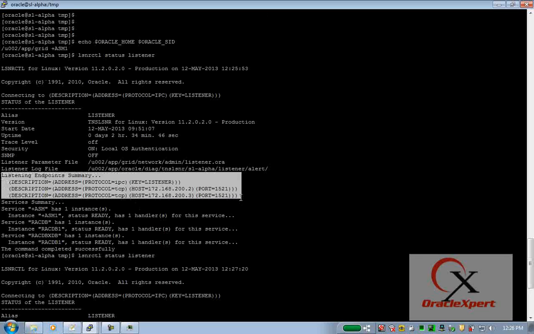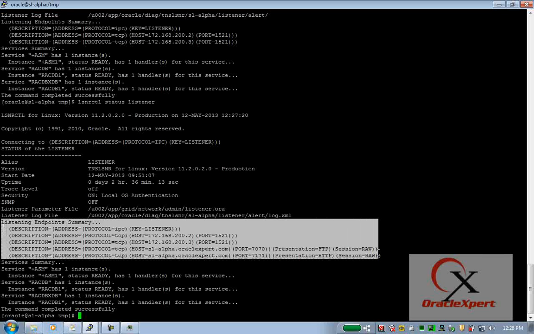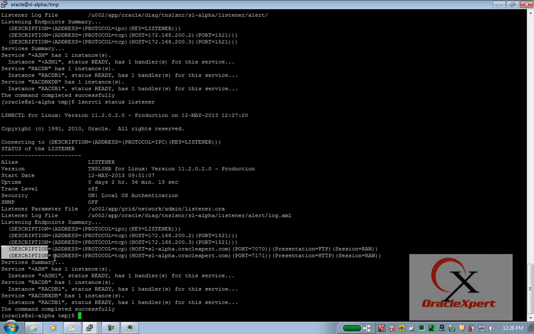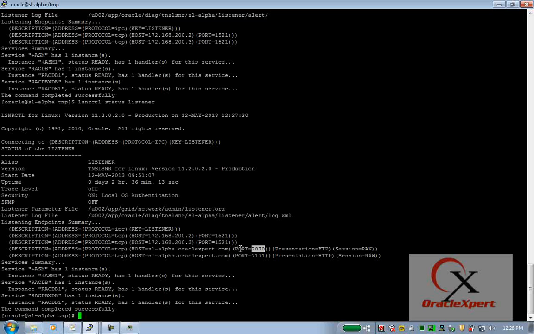See the listener's endpoint listening location before and after, especially these two lines. So it says now there is a 7070 listener listening on the endpoint with the presentation layer as FTP and 7171 with the presentation type as HTTP.